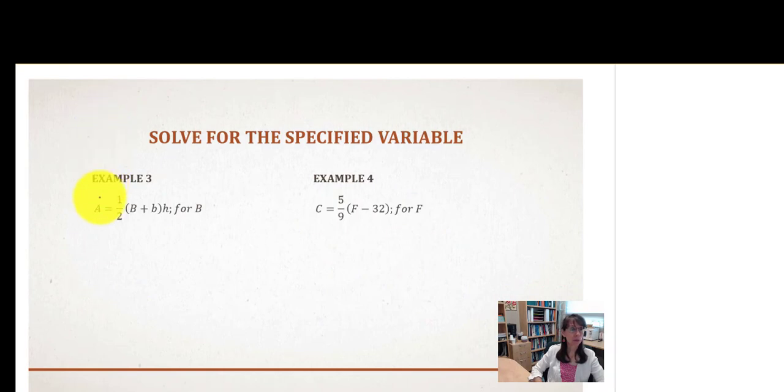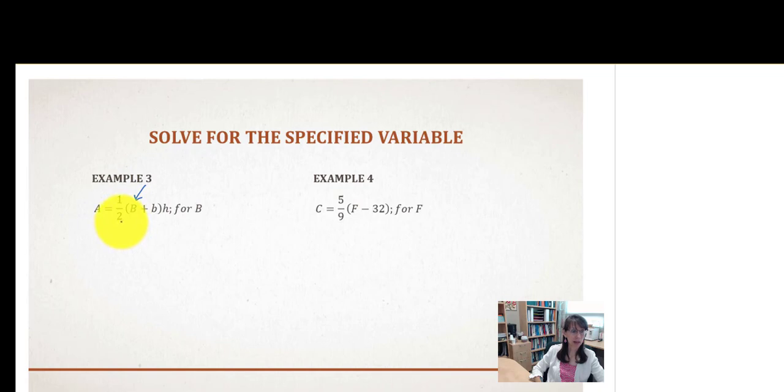In example 3, we have A equals 1/2 times the quantity capital B plus lowercase b times h. Capital and lowercase b are two different variables, so do not combine those. We want to rearrange this formula or literal equation for capital B. So here's where it's located. So we have several things we'll need to take care of here. We've got parentheses, we've got a fraction, we've got multiplication. So it might be easiest to eliminate the fraction from the equation first.